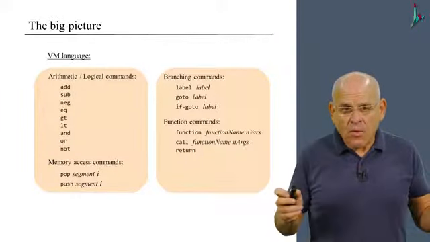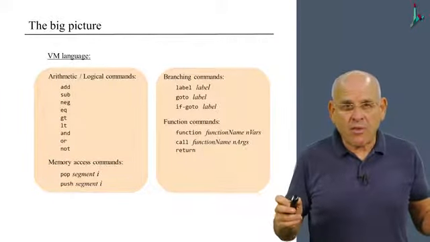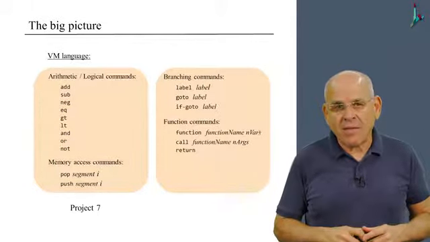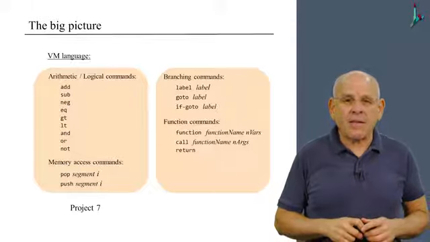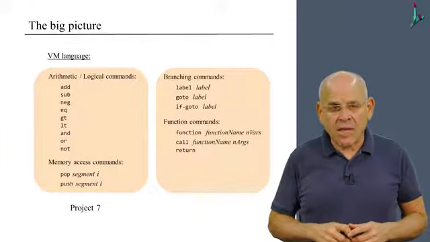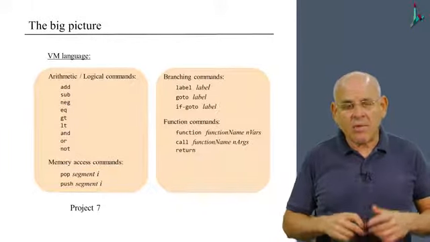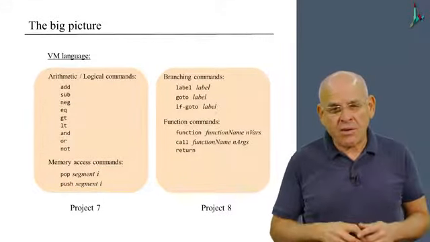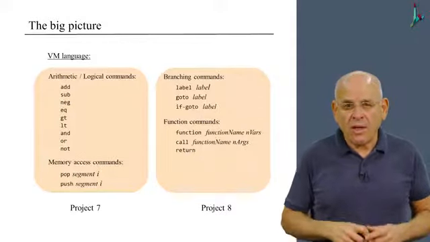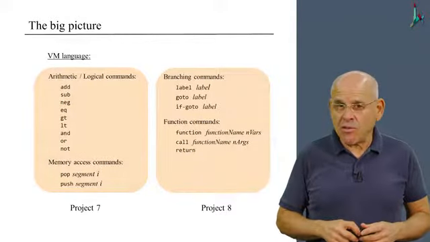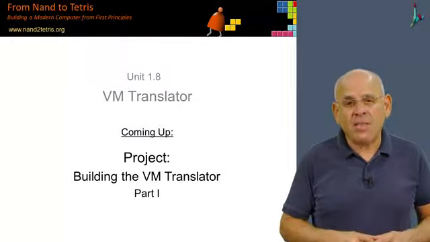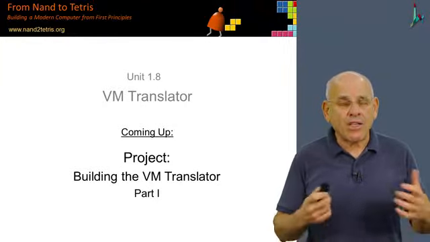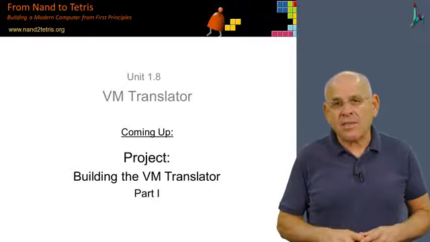And with that, I want to remind you what is the big picture of what we are doing. We have described the implementation of a VM translator that can handle the arithmetic, logical, and the memory access commands. And what remains to be done is to complete this translator in the next project to handle also the branching commands and the function commands. So that's the end of this module, and moving along, the next module will describe how you actually have to do it and submit the project.